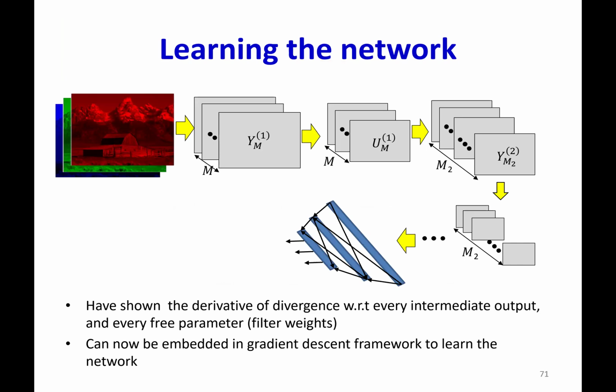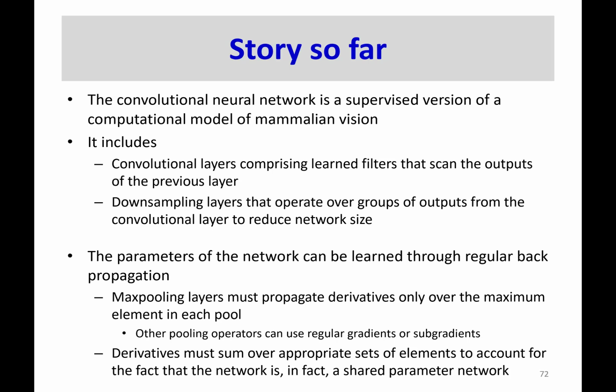We've shown how the derivative of the divergence with respect to every intermediate output and every free parameter, the filter weights, can be computed. All of this can be embedded in the gradient descent framework, and those derivatives can be embedded in the optimizer, which could be simple gradient descent, stochastic gradient descent, momentum, Adam, what have you, to update your network parameters. So here's the story so far. The convolutional neural network is a supervised version of a computational model of the mammalian brain. It includes convolutional layers comprising learned filters that scan the outputs of the previous layer, and pooling layers, which are also downsampling layers typically, that operate over groups of outputs from the convolutional layer to reduce the network size. The parameters of the network can be learned through regular backpropagation.